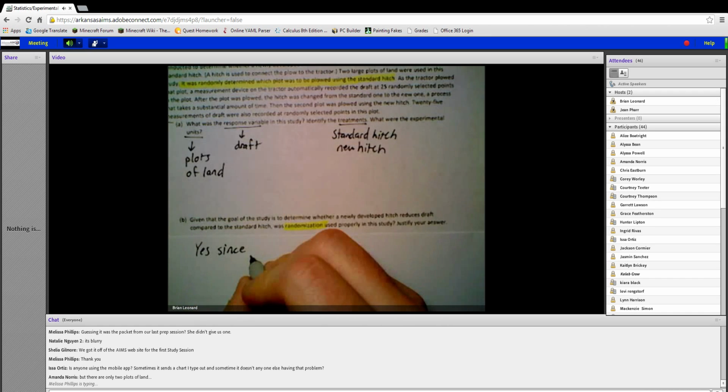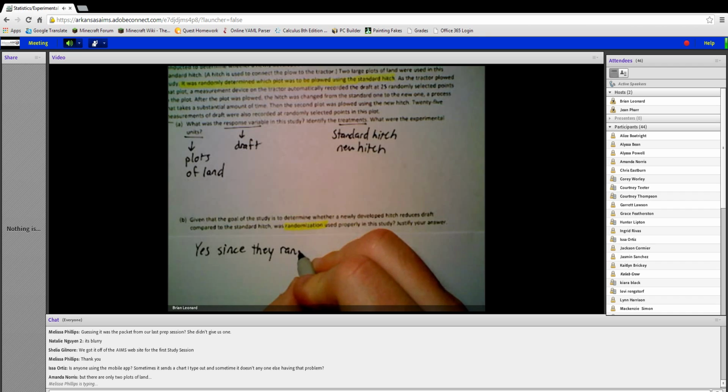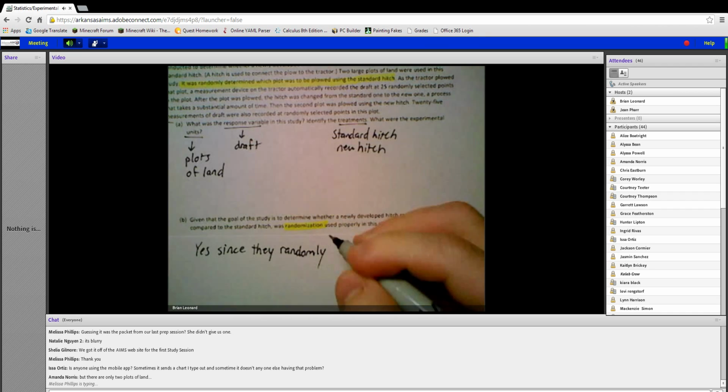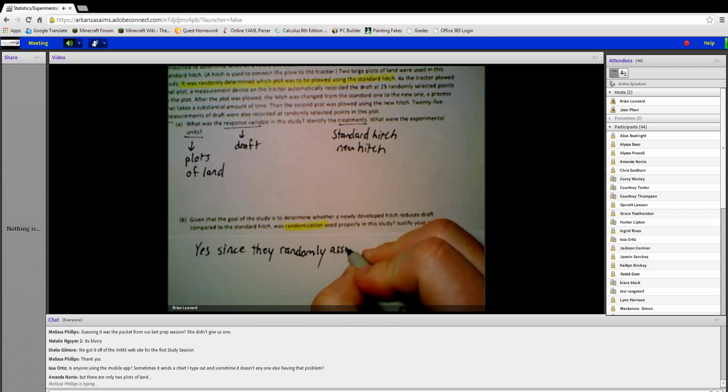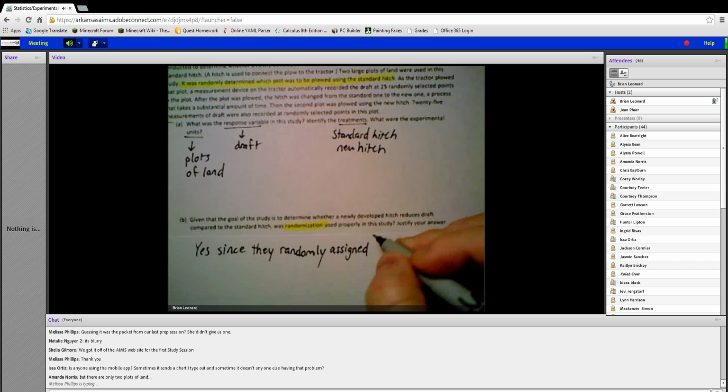since they randomly assigned, and Amanda, I'll get to that in 1 second. Since they randomly assigned units to treatments.